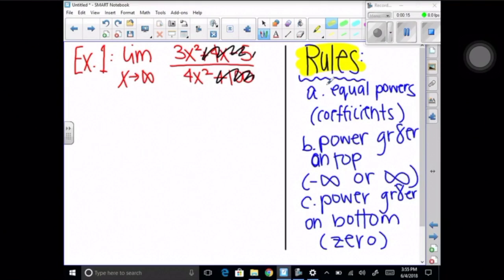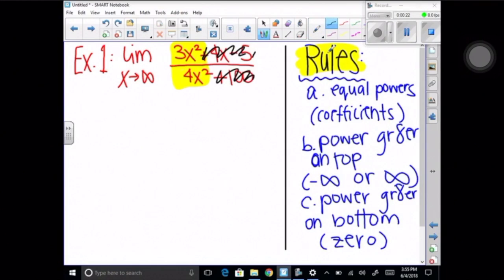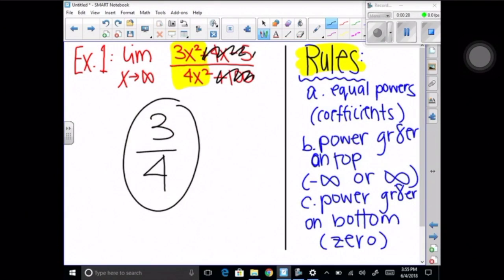As you can see, these two have the highest powers, but they also are both x squared. So when the powers are the same, you just worry about the coefficients, which means this equals 3/4.